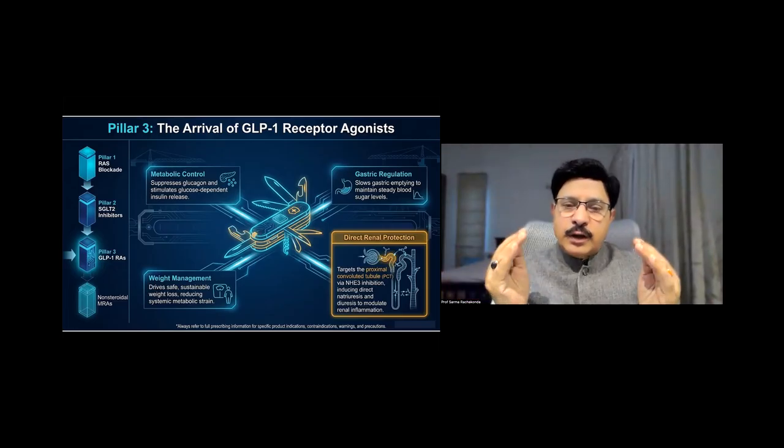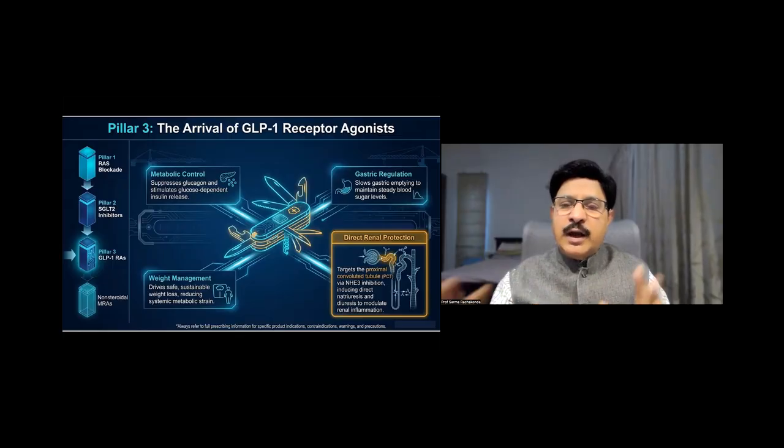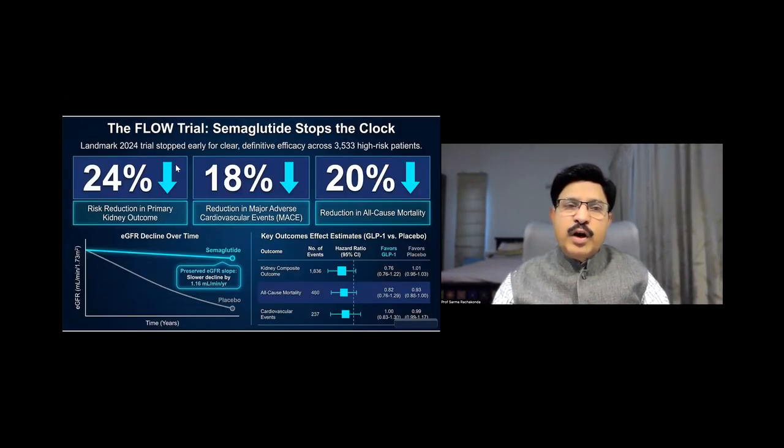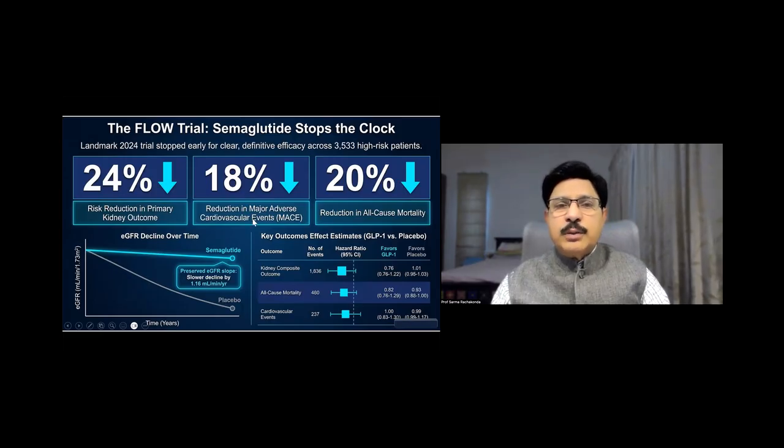It has got a direct PCT action wherein it inhibits the NHE3 channels and produces natriuresis and diuresis. So they must be used, GLP-1 receptor agonists. Now, you have got the FLOW trial, semaglutide stops the clock. Semaglutide is a GLP-1 agonist. It stops the clock. That means the worsening rate is decreased.